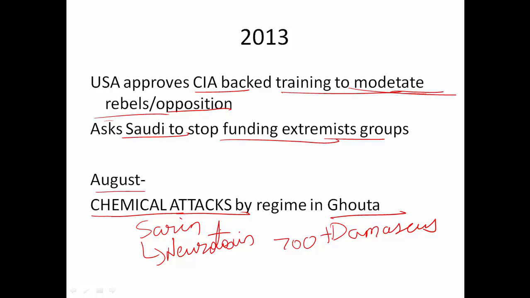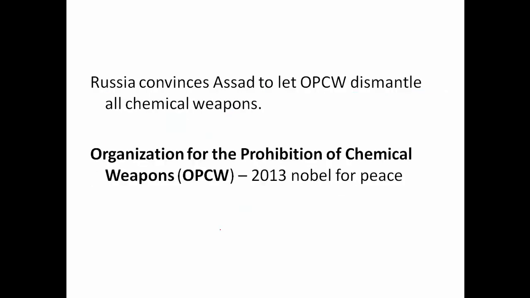After these chemical attacks, there was a huge outcry in the entire world. Many countries joined in saying that Bashar al-Assad should go, the government should be toppled. But Russia, Syria's old friend, came to its rescue, and convinced Assad: let your chemical weapons go to the OPCW and they will dismantle all of them and your government will be saved. Otherwise, USA will definitely attack you.